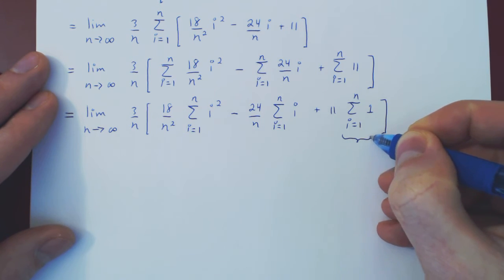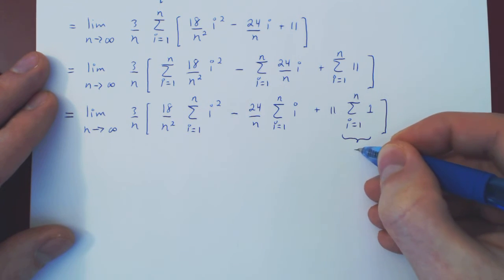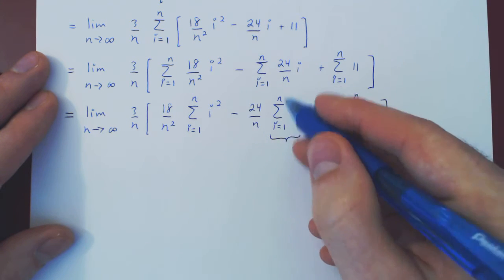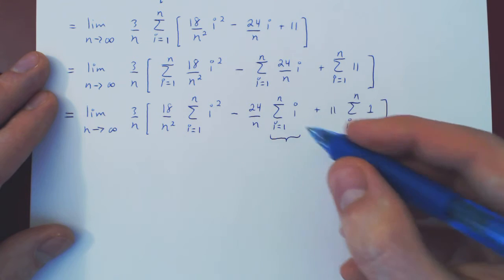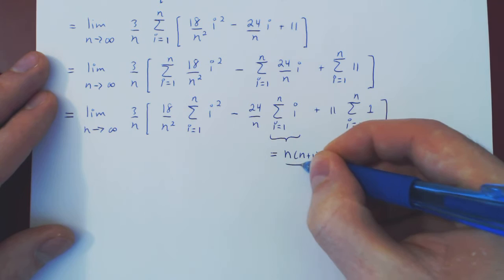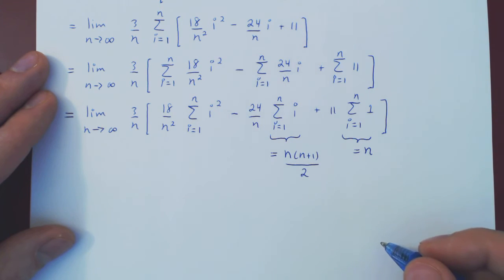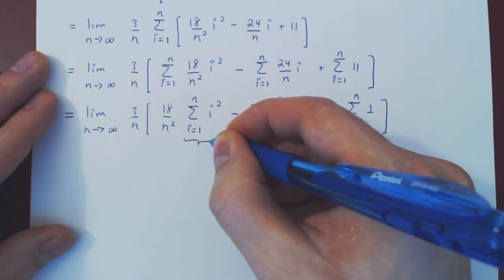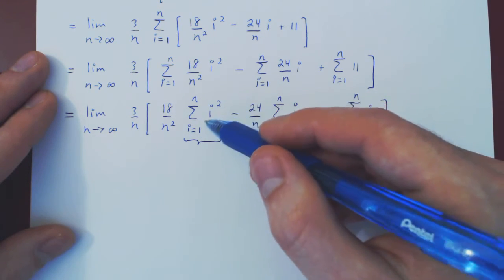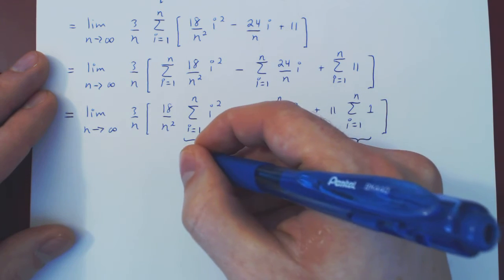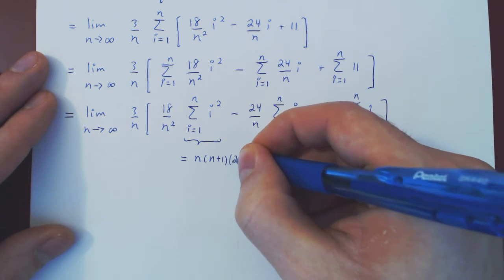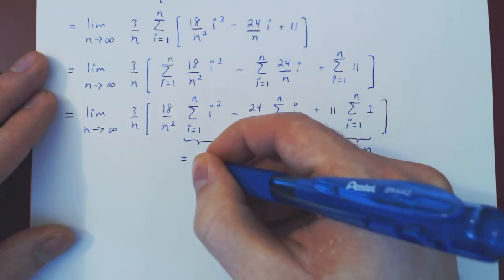This one is very simple. If you add 1 n times, you get simply n. If you add i from 1 to n, this is 1 plus 2 plus 3 plus 4 up to n. Recall this was simply n times n plus 1 over 2. And look at your third fundamental sum. If you add i squared from 1 to n, so 1 squared plus 2 squared plus 3 squared up to n squared, this is equal to n times n plus 1 times 2n plus 1 over 6.